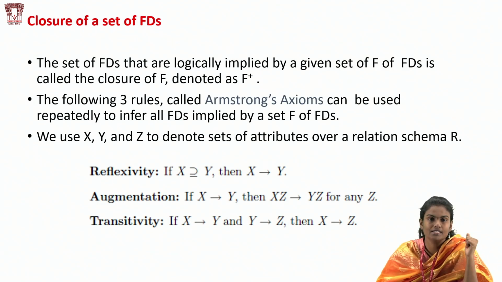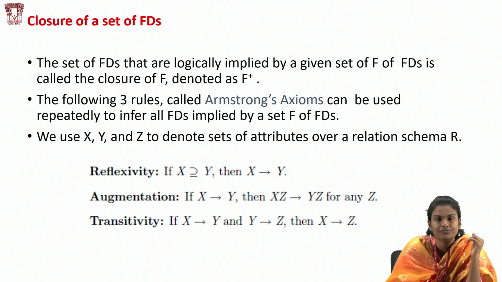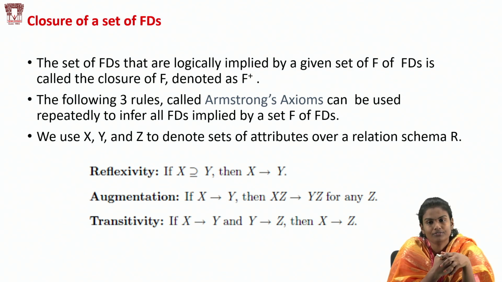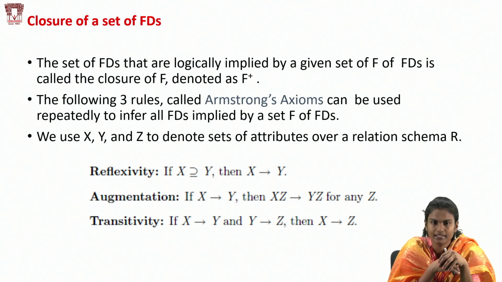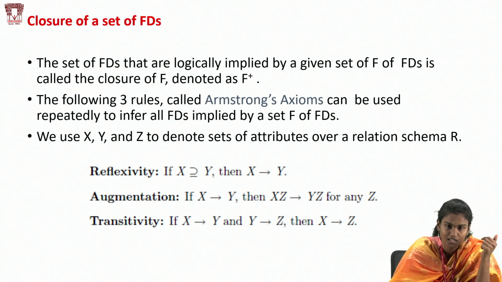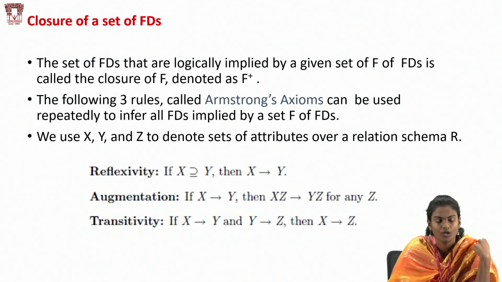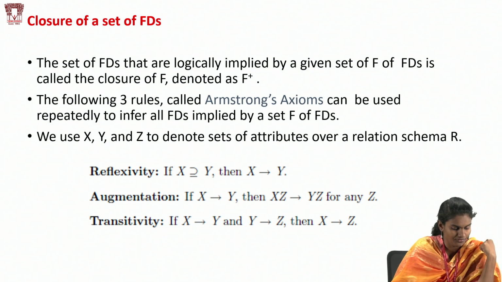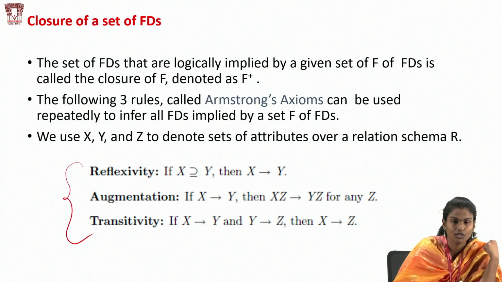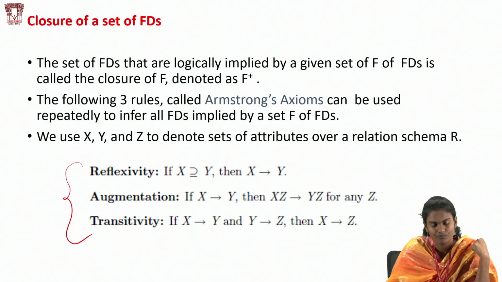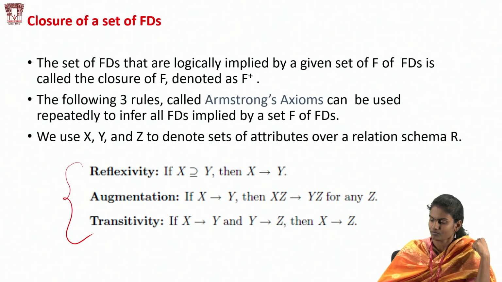Now, the next topic is closure of a functional dependency. If we have any functional dependency, how will we find the closure of that functional dependency? Closure is nothing but, based on the closure, we will come to know how many attributes are depending on that particular attribute. Now, if you take closure of a set of functional dependencies, these are the rules which we have to follow: reflexivity, augmentation, and transitivity.